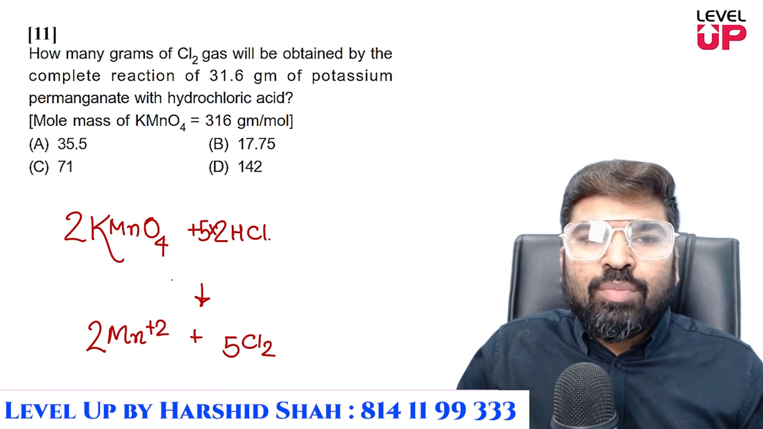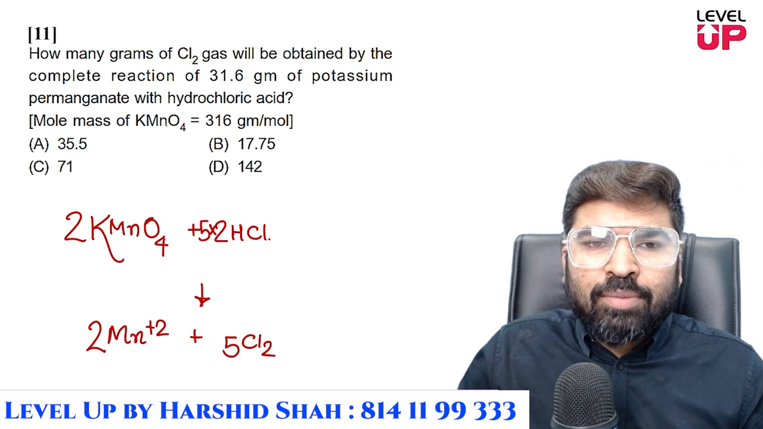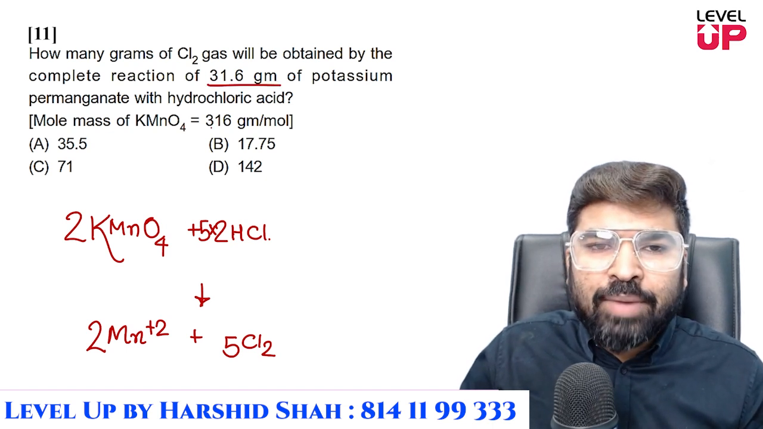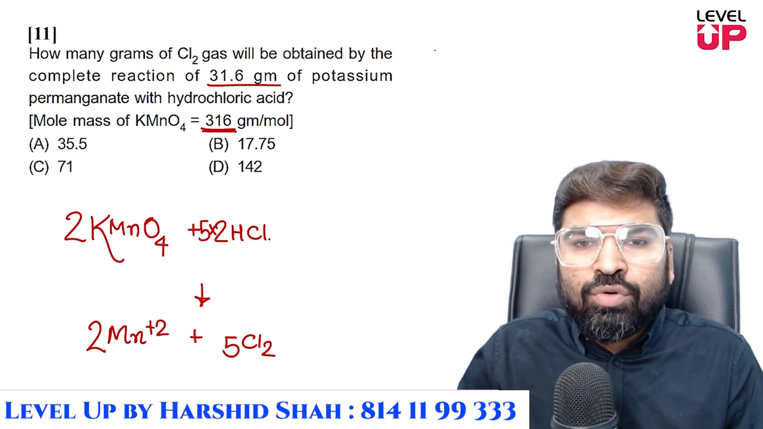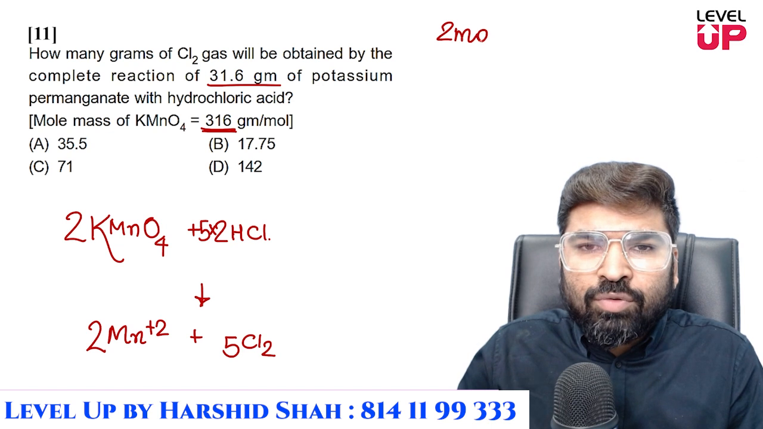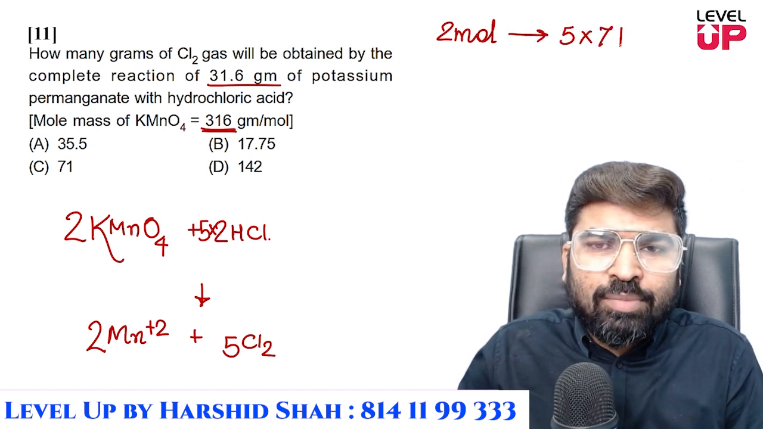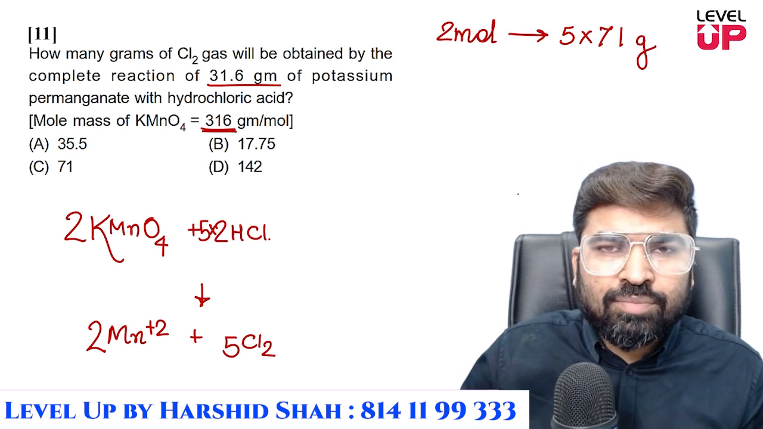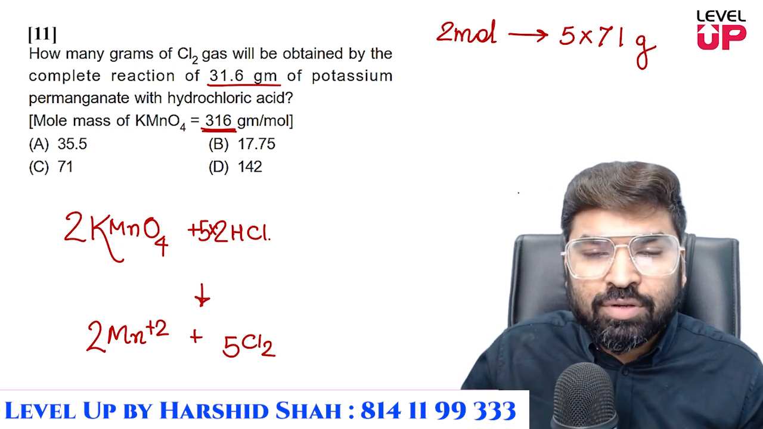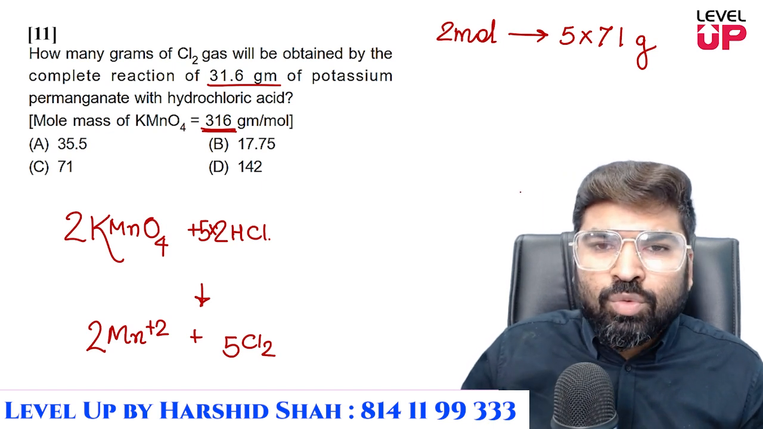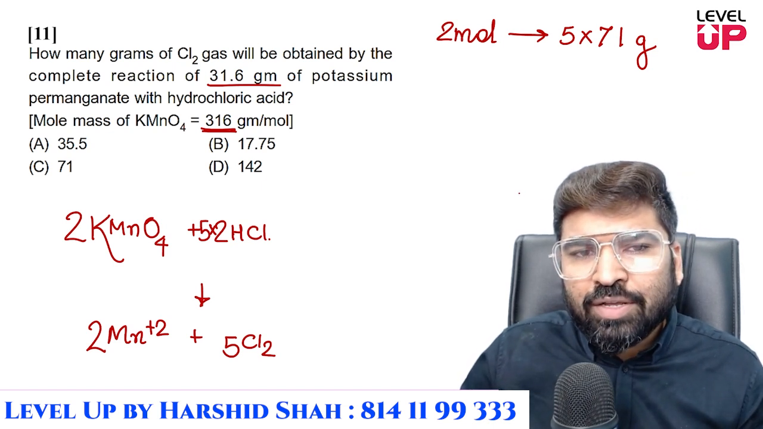Now, how many grams of chlorine gas will be obtained by the complete reaction of 31.6 gram potassium permanganate? The molecular mass is given, which is 316. If you go for 2 moles of KMnO4, you actually are going to get 5 moles of chlorine, which is 5 multiplied by 71 gram of chlorine. You can pause if you want to understand further, right? अगर आपको वापस थोड़ा टाइम चाहिए तो बीच पे pause कर देना. 2 moles gives you 5 into 71 gram of chlorine.